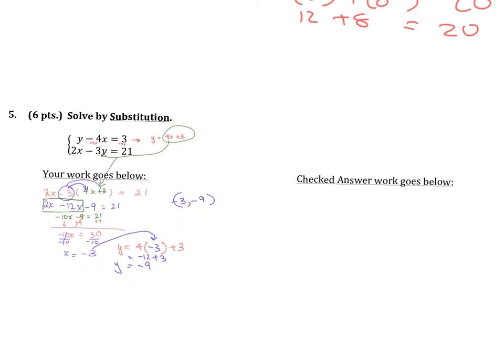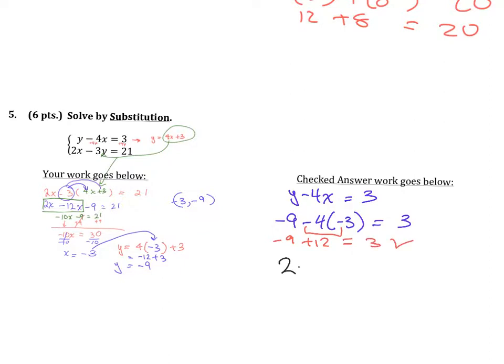I want to check my work. We're going to use the first equation. y minus 4x is equal to 3. y is equal to negative 9, minus 4 times x, which is negative 3, should equal 3. Well, negative 9 plus 12 is equal to 3, so I know the top point is correct.